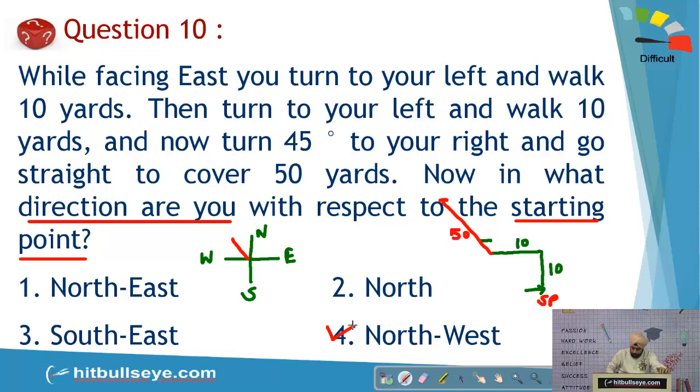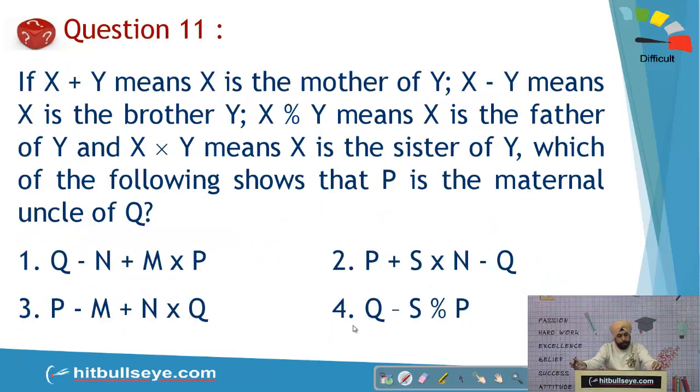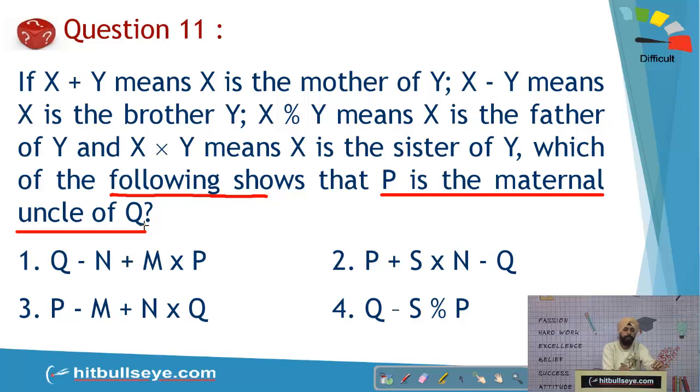Right? Moving on, this is a question on relationship, students. Because the question says which of the following shows, obviously we have to check all the options one by one so that we get to judge that P happens to be the maternal uncle of Q. Now students, I'll just explain how to arrive at the answer, how to check the answers given. The answer to this question is the third option. Let's check how to prove that to be right.